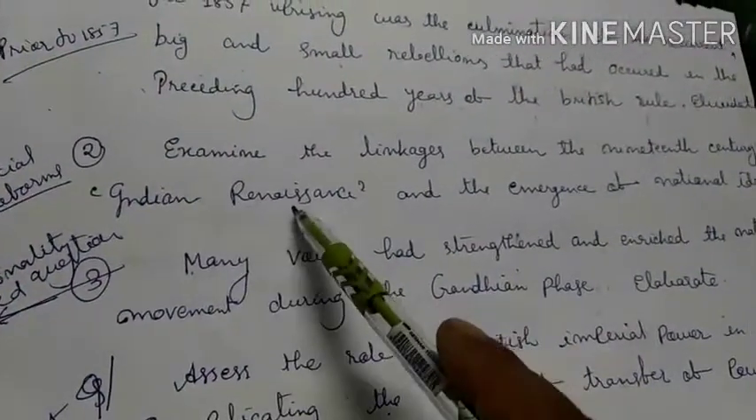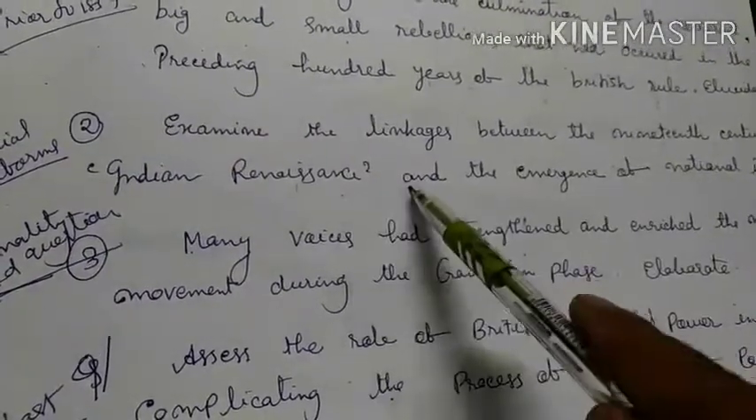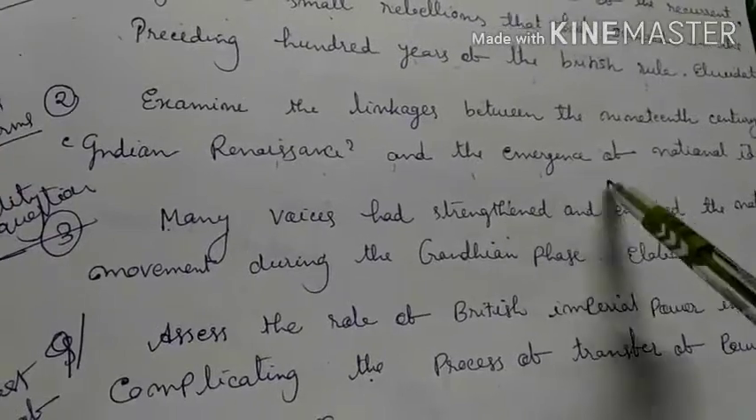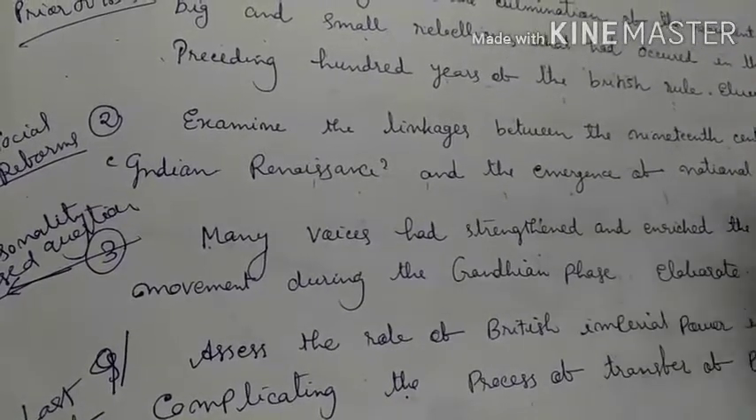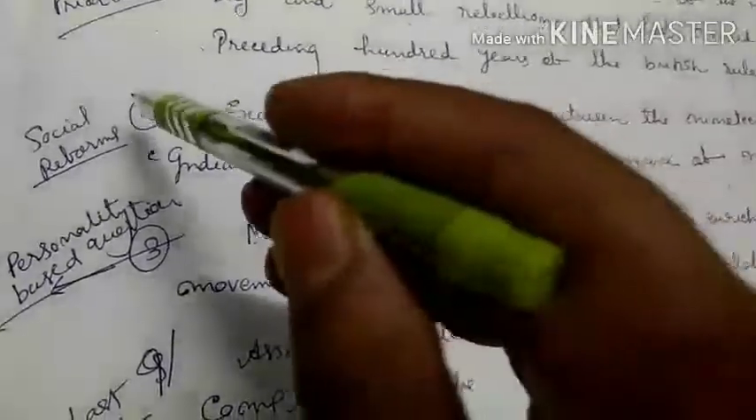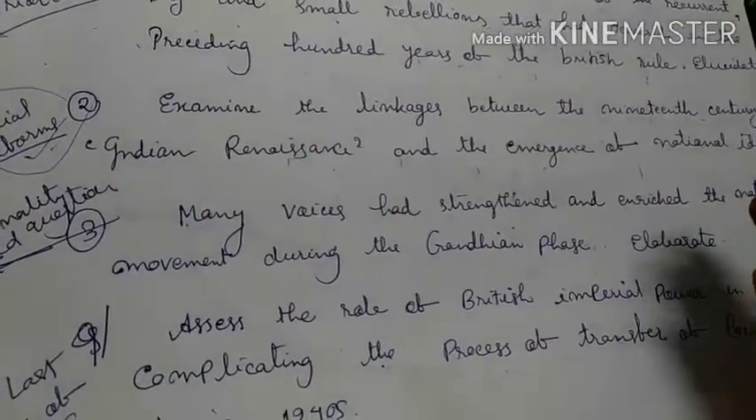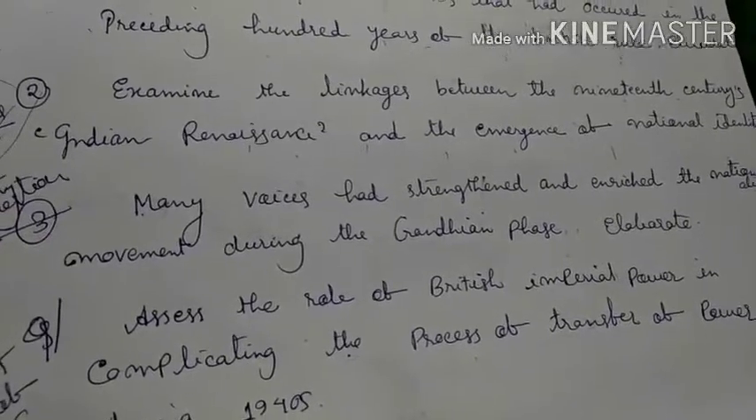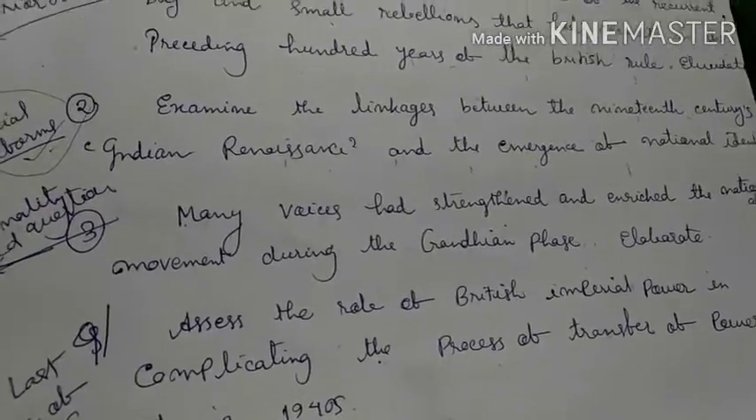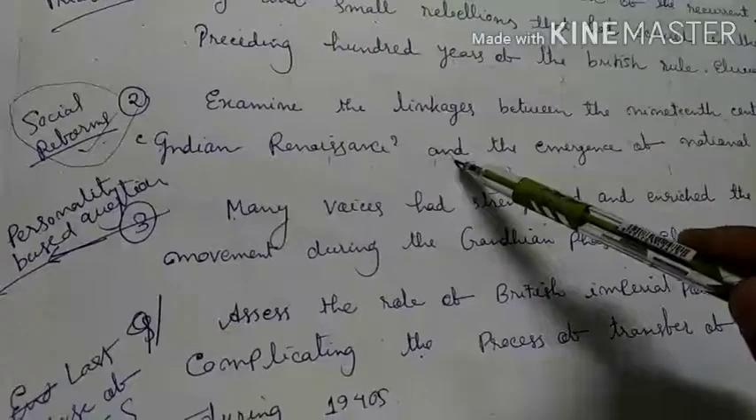Next question: examine the linkages between the 19th century's Indian Renaissance and the emergence of national identity. You can say that Indian Renaissance, in one way, means the social reform movements. This question is based more or less on social reform movements, and how the social reforms or Indian Renaissance of the 19th century contributed to the rise of a national identity or national voice. Right, so this question is asked almost from the social reform or Indian Renaissance part.